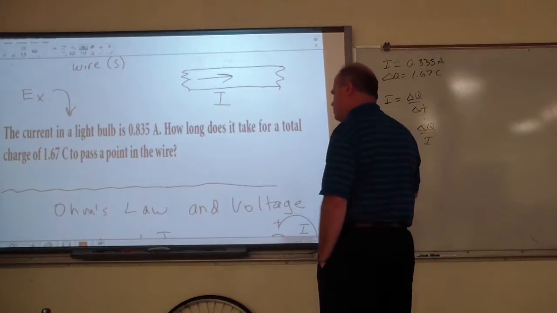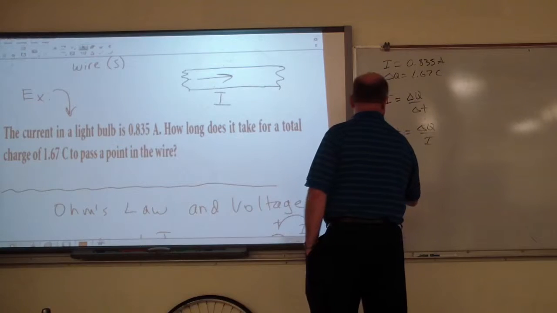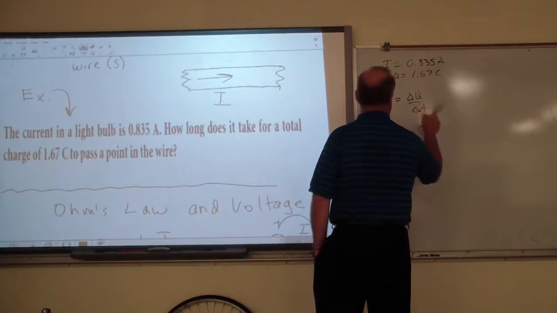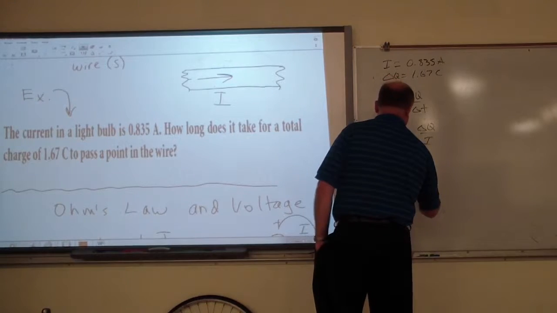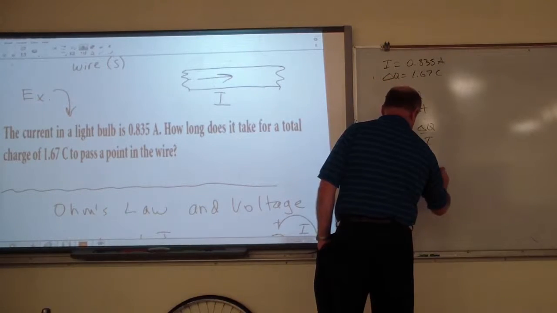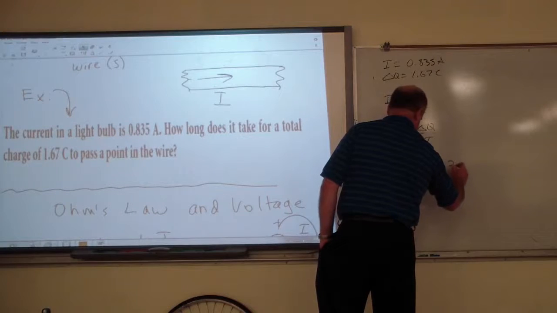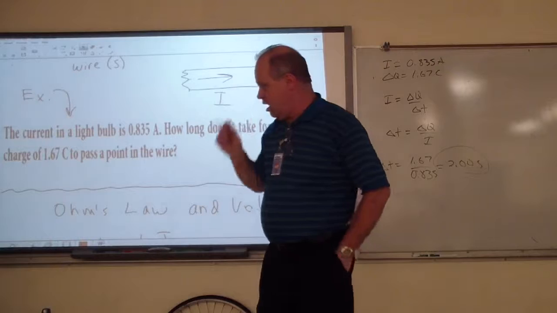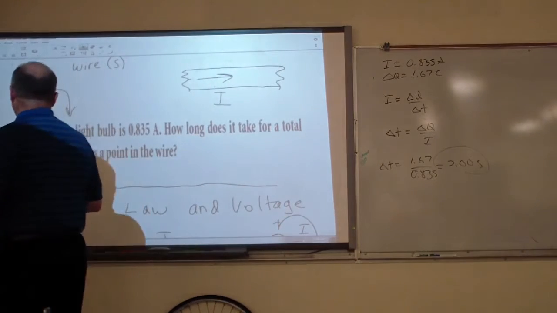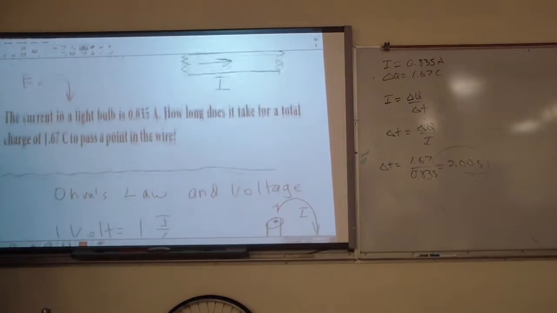I can't remember what you get on this one. Let's see. 1.67 divided by 0.835. I think it's 2 seconds, as I recall. If it's not, that's close, okay? All right, that's how that equation works. Now let's do another one.